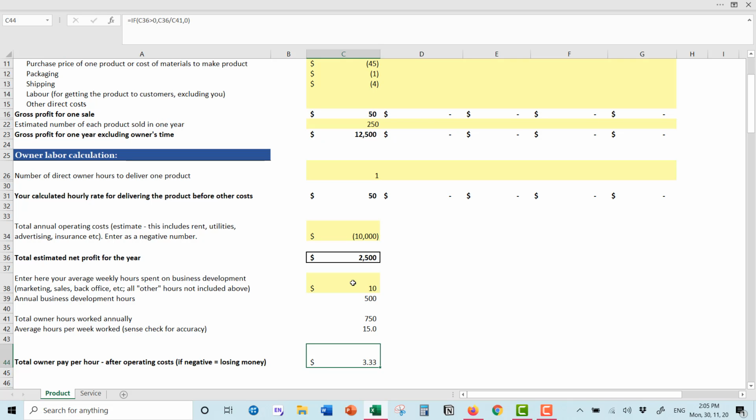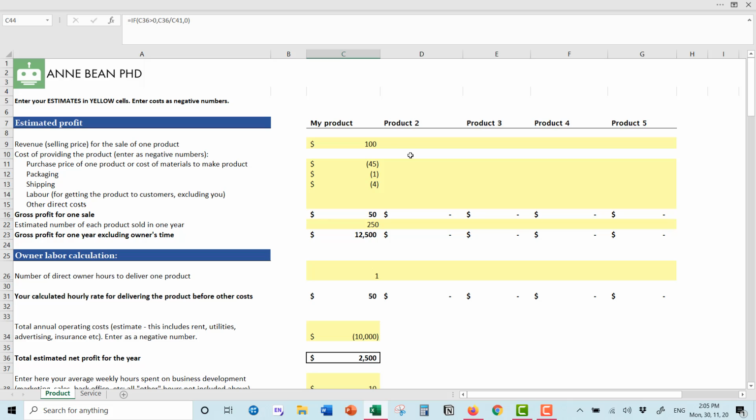So that's not really a business, is it? That's a hobby, if anything. It's pretty close to break even. It's not doing anything there. So instantly I know there is something wrong with my business idea. Now, it could be the idea is not viable, or it could just mean that I need to think about my numbers. So first of all, let's start with the number of products I think I'm going to sell in a year. Is 250 all I'm going to do? Let's change it to 500 and see what happens.